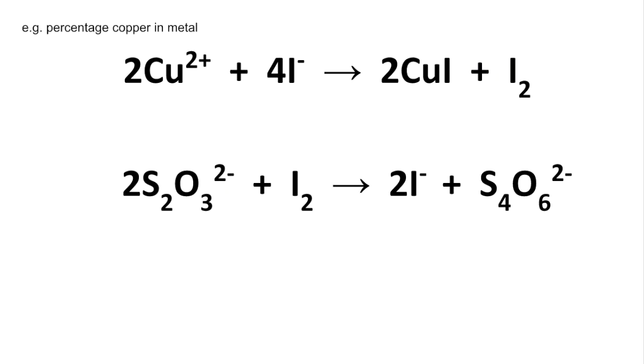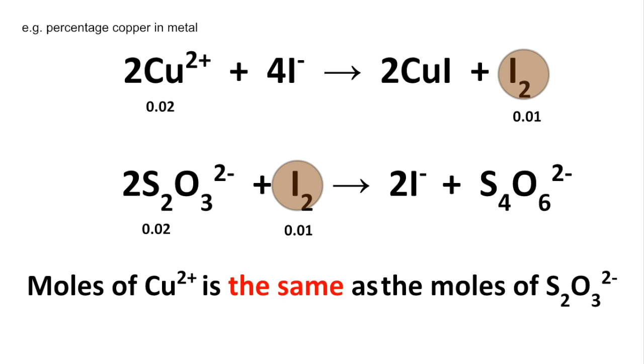So another example could be to calculate the percentage of copper in a metal or percentage of copper in an alloy. So the oxidizing agent in this case is the copper 2+ ion, which is normally generated by reacting the copper with some acid. Again, that important point that the iodine in the titration is the iodine made by the first reaction. Let's feed in the same number of moles, 0.02, so the iodine is 0.01, and then we double it back up again to get the moles of copper 2+. So in this example, the moles of copper 2+ is the same as the moles of thiosulfate.